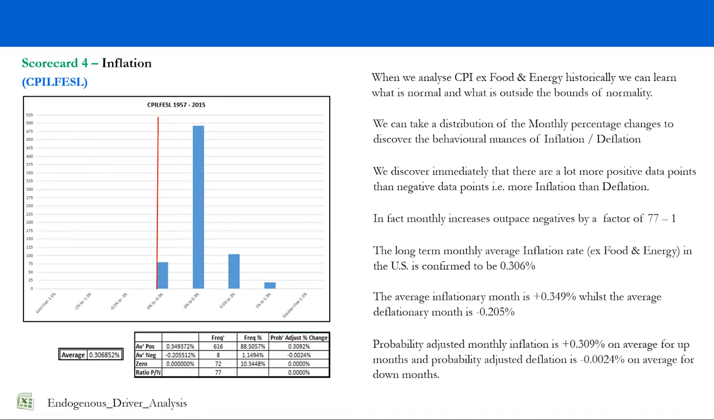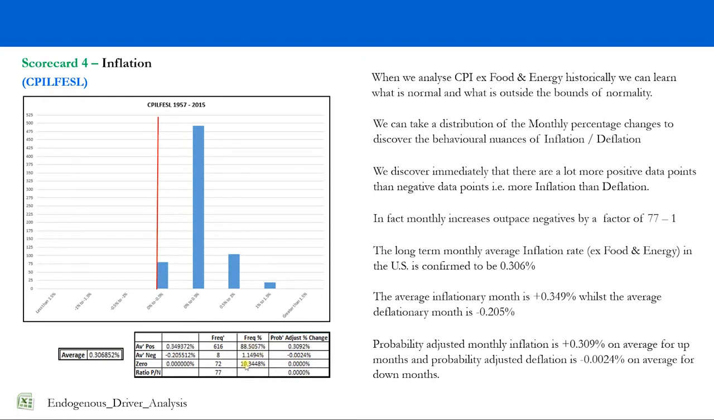The long-term monthly average inflation rate, X food and energy, in the US is confirmed to be 0.306%. So we're looking at the average down here. The average inflationary month, so when we get positive data in a month, the average up month is 0.349%. The average deflationary month, so when we look at the negative data points, is 0.205%.